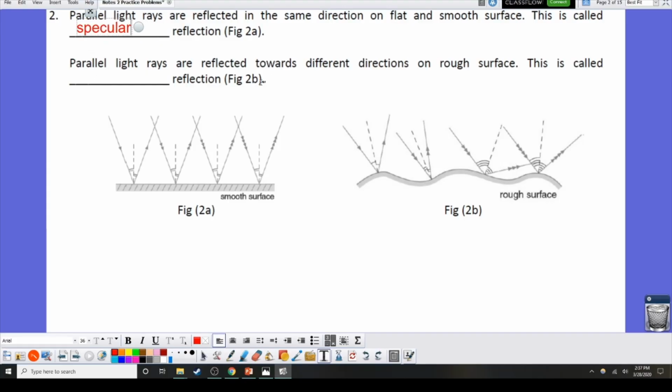Parallel light rays are reflected towards different directions on rough surfaces. So like over here, on a rough surface, they're going to go in different directions so you don't see an actual reflection. But you see a little bit of a sheen or a little bit of shine to it, so it does reflect some light. This is called a diffuse reflection. All right, so there's number 2.